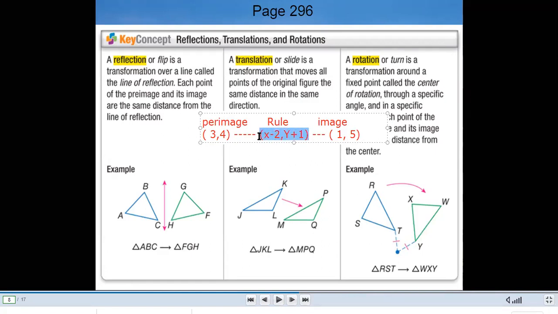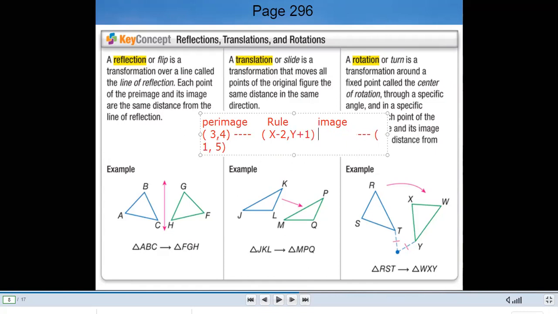What if I cancel the rule, so you have the question like this from the beginning, and I'm looking for the rule? How are we going to find the rule? We will subtract. 1 minus 3 equals how many? Negative 2. Exactly. And 5 minus 4 equals plus 1. Yes, very good.